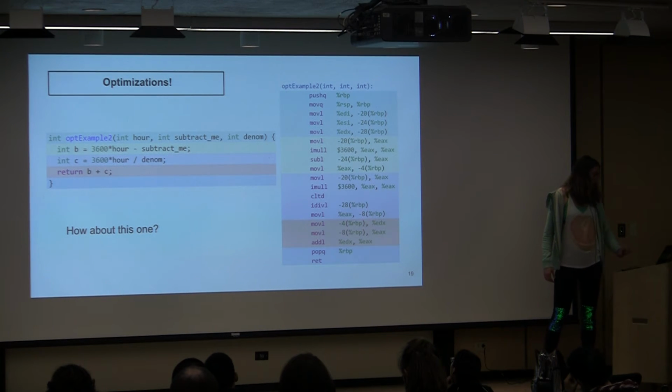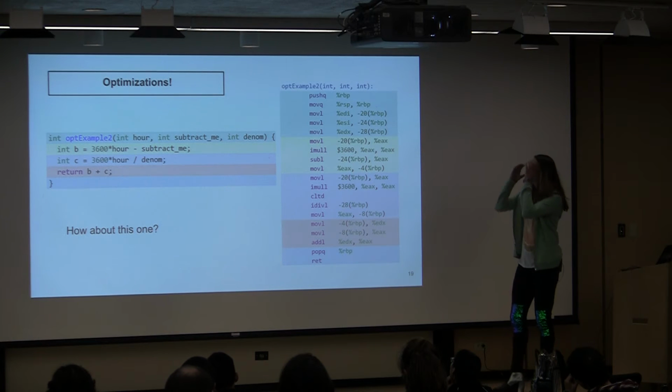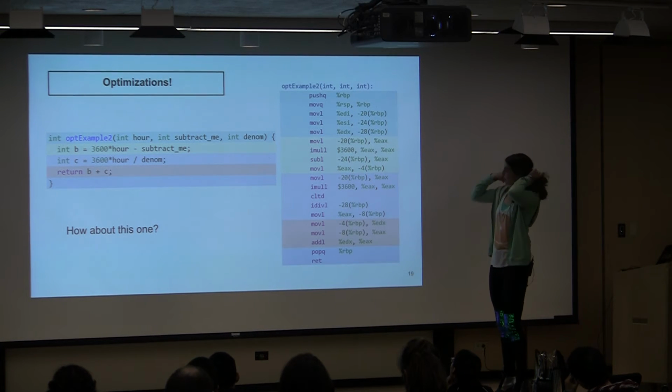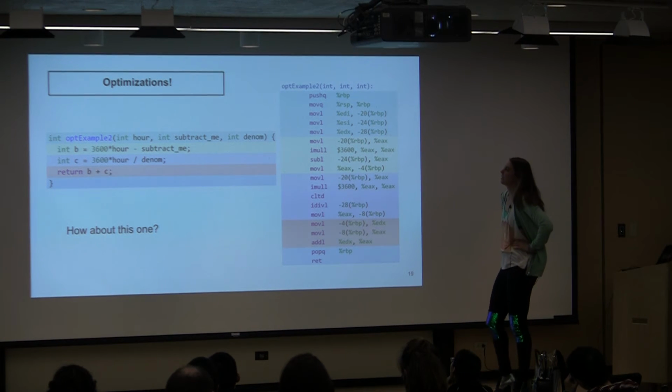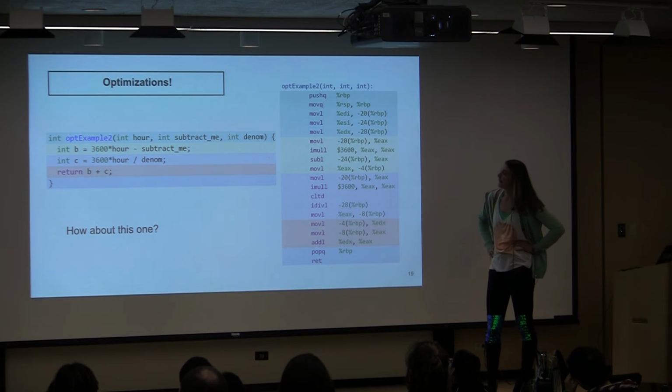Okay, we're going to do one that's a little tiny bit more complicated. So this function doesn't do anything useful. It takes the number of hours that you input, converts it into seconds, subtracts something. In the other line, it divides it by something. It adds those two values. How many times is imul called here? 2.